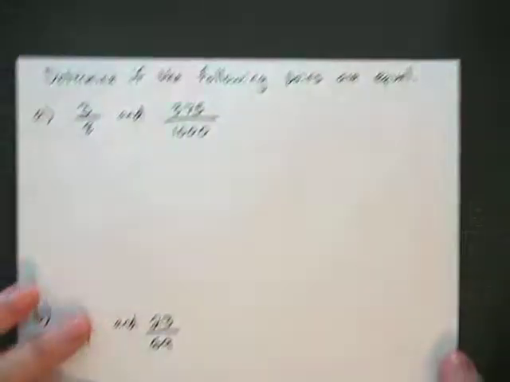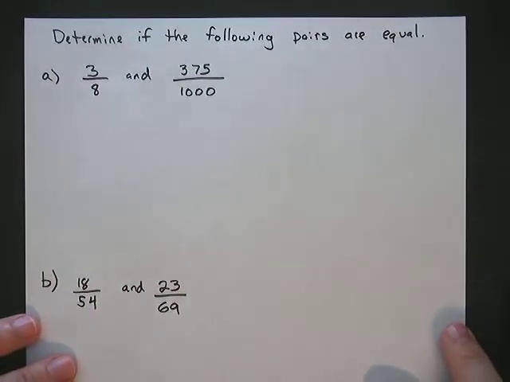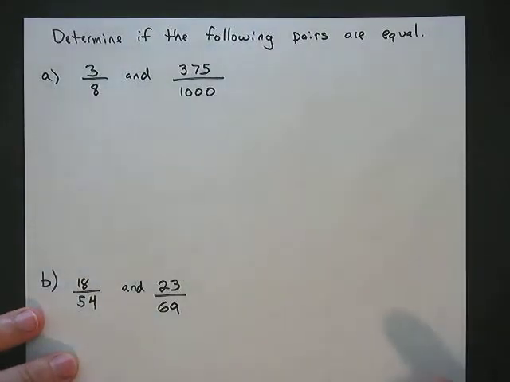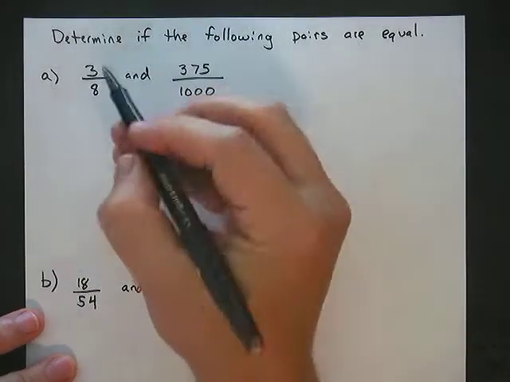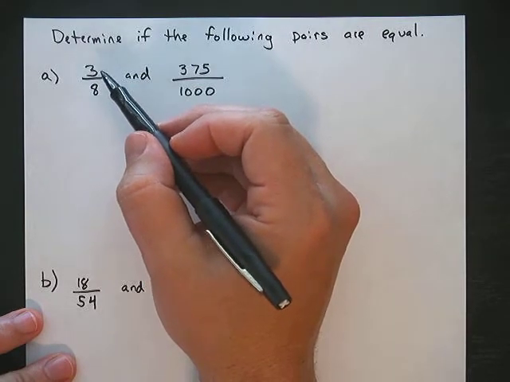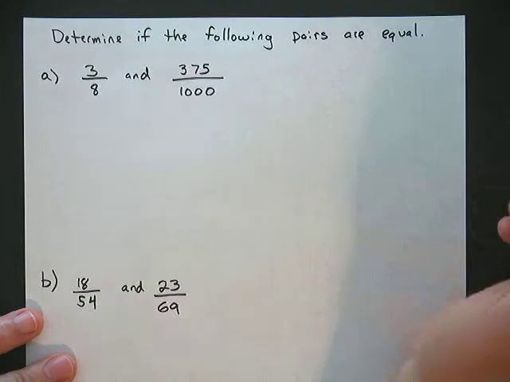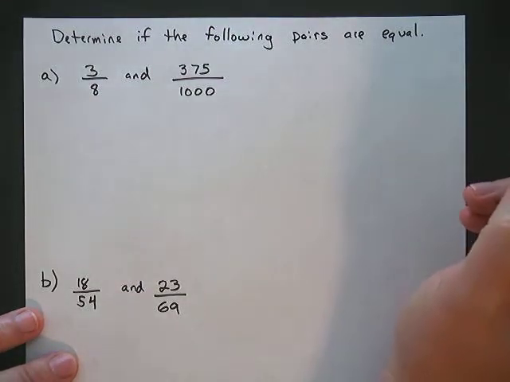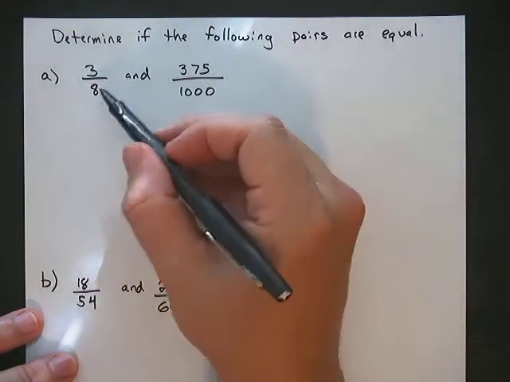Okay, let's take a look at another problem. For this one it says, determine if the following pairs are equal. So how are we going to go about finding if these things are equal? Well, we take a look at the 3/8, and that's as reduced as it can possibly be. There's nothing that divides into 3 that will also divide into 8, except for 1, but 1 won't help us at all. So this is as reduced as it can be.